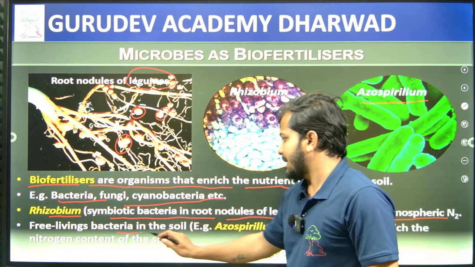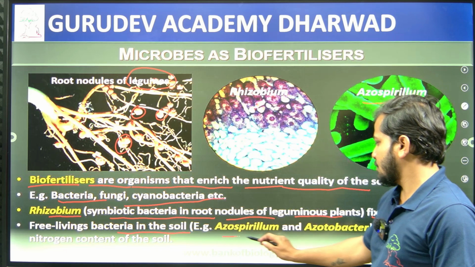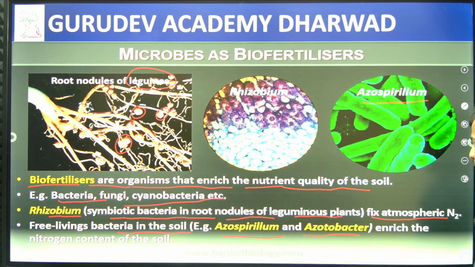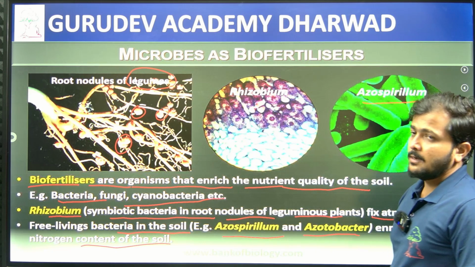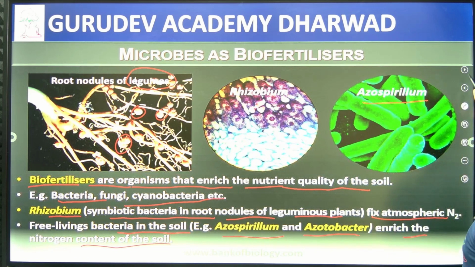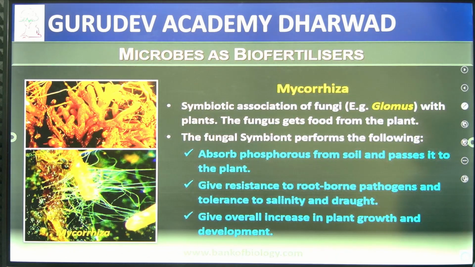Then consider the free-living bacteria in the soil, that is Azospirillum or Azotobacter, which enrich the nitrogen content of the soil. Nitrogen is a major component required for the growth of the plant.